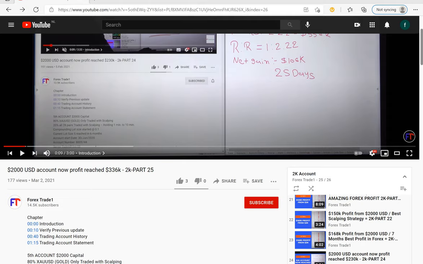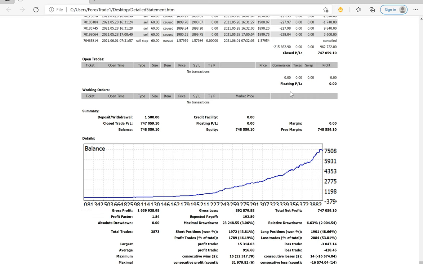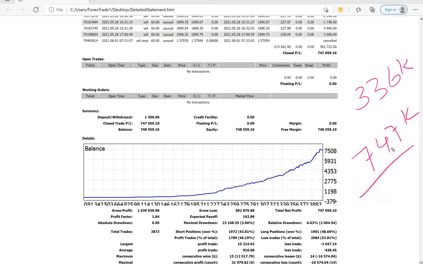Now we will open the statement of this account, which is this one, the current status. And this account, as we have said earlier, started on 30th June. The account started on 30th June, and profit was, in the previous update we have mentioned, 336k, and currently 747k, around about 411k profit increased in this account.